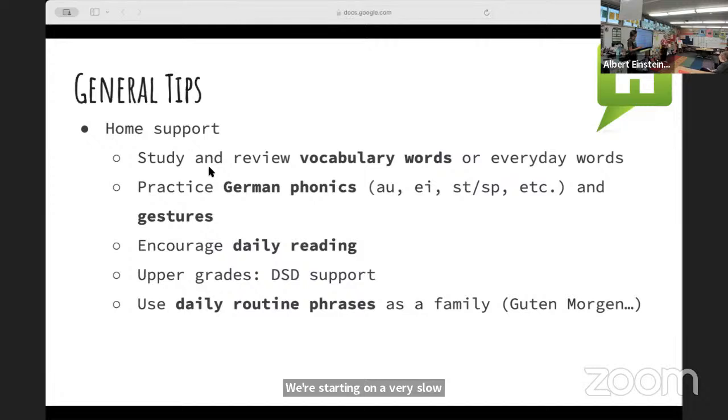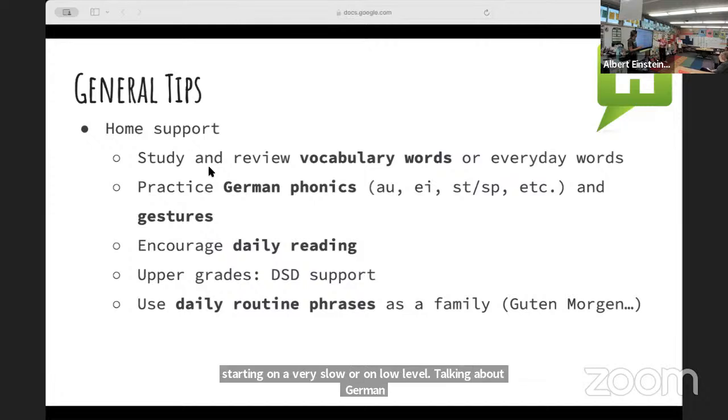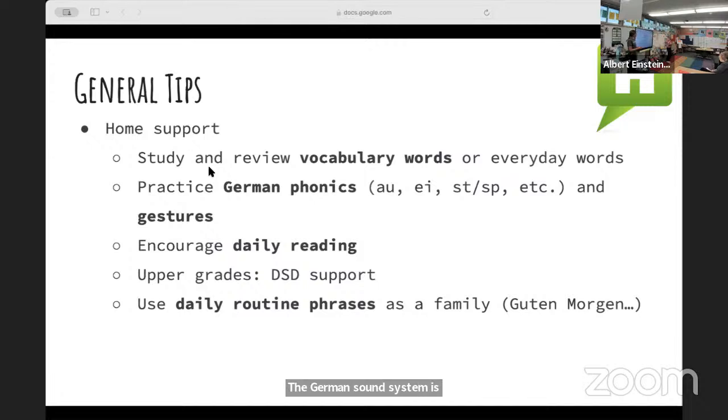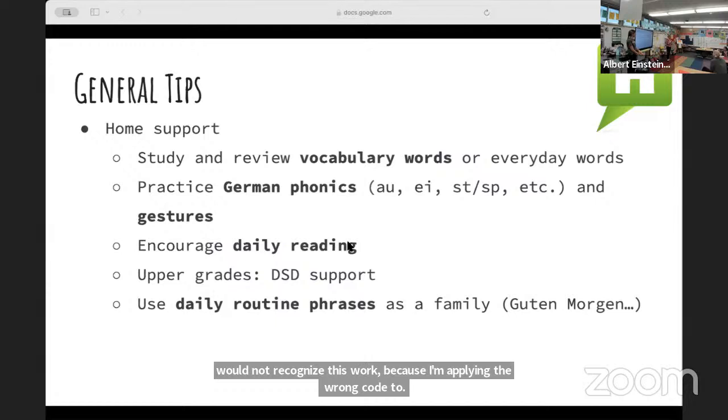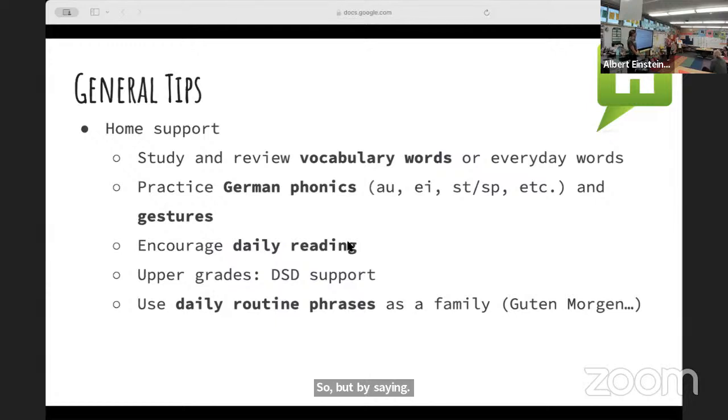We're learning the German sound system. The German sound system is necessary to then read the German vocabulary and to recognize it. So for example, if I read spielen, and I don't have the sound system, I might say it the wrong way. Now, if I pronounce it that way when I'm reading a text, and I have a good amount of German that I know, I would not recognize this word because I'm applying the wrong code to it. But by saying spielen correctly, it might ring the bell, and they know exactly what you're talking about.